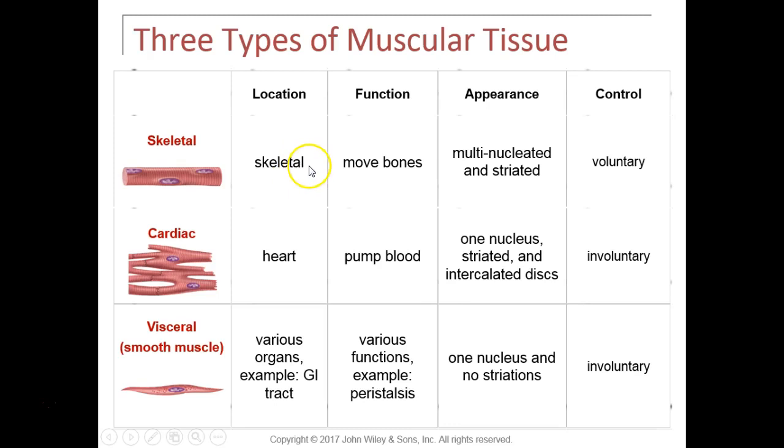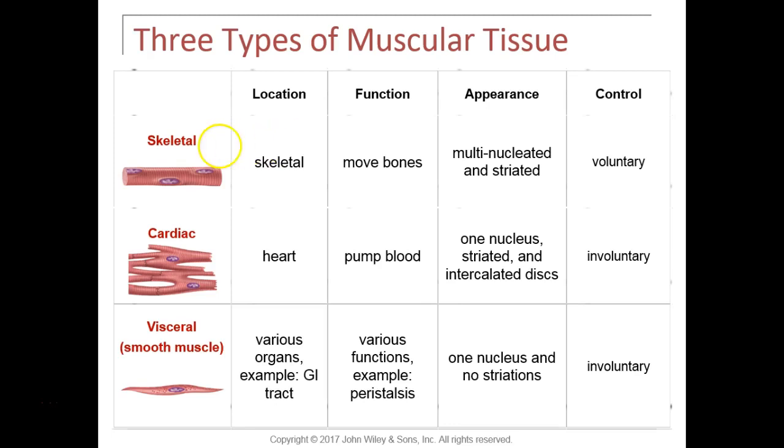So skeletal muscle, notice I put here, is located in skeletal. That just means in skeletal muscles that are attached to the bones around the body that you are learning in the bone chapters. Skeletal muscle functions in allowing us to move. When a skeletal muscle contracts, it pulls on a bone, and it causes bone movement.